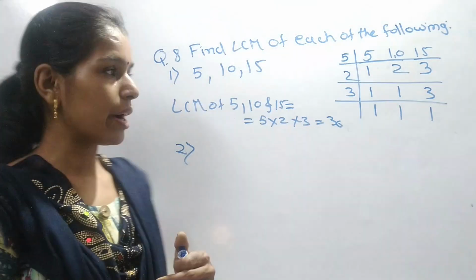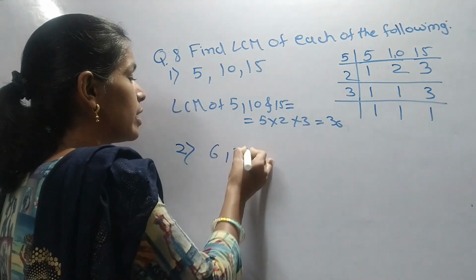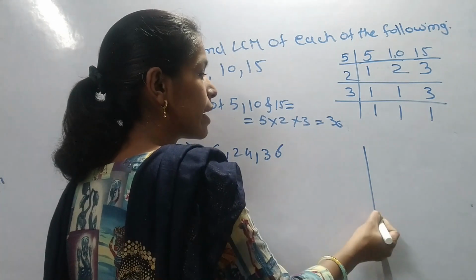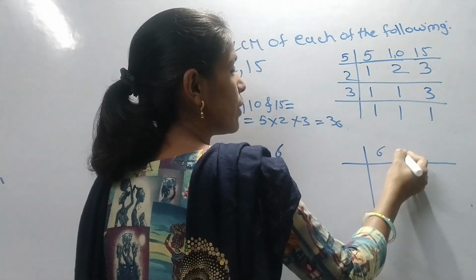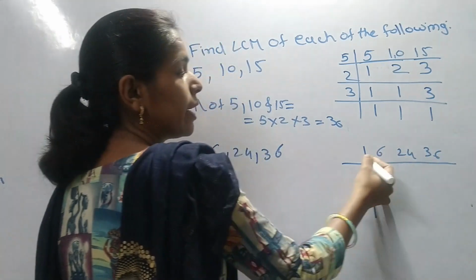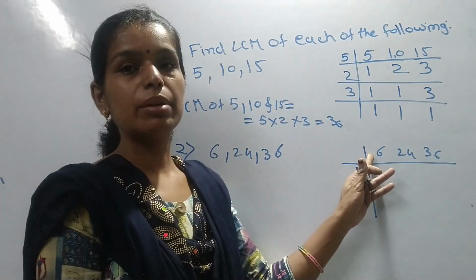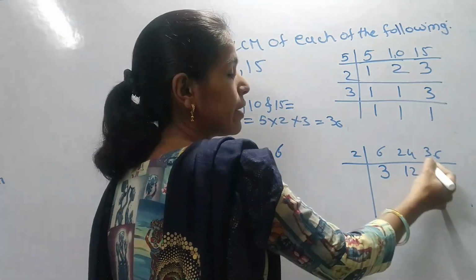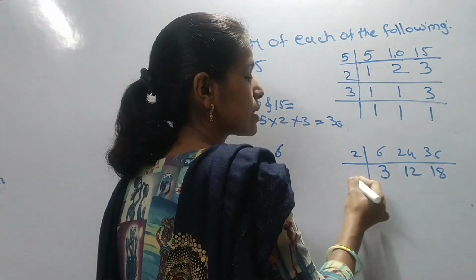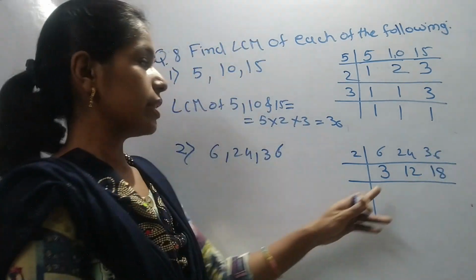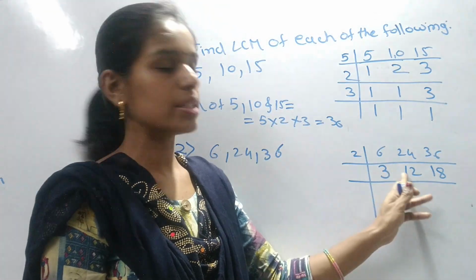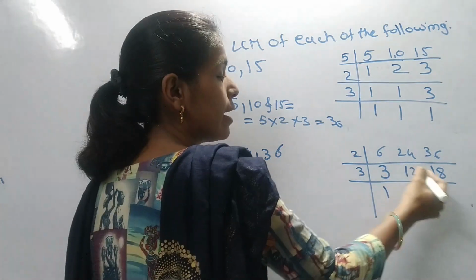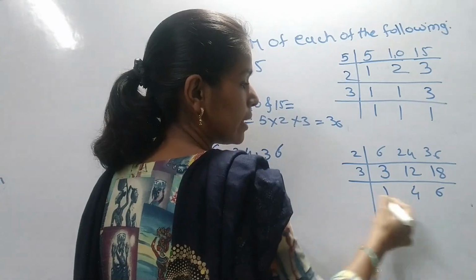In the second example you have been given the numbers 6, 24 and 36. What you have to do? You have to write all the three numbers at a time. 6, 24, 36. Each of these is divisible by the prime number 2. So divide by 2. 2 3s are 6, 2 12s are 24 and 2 18s are 36. Then each of these is divisible by 3. 3 1s are 3, 3 4s are 12 and 3 6s are 18.